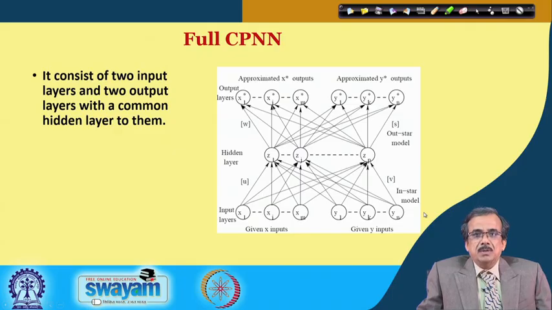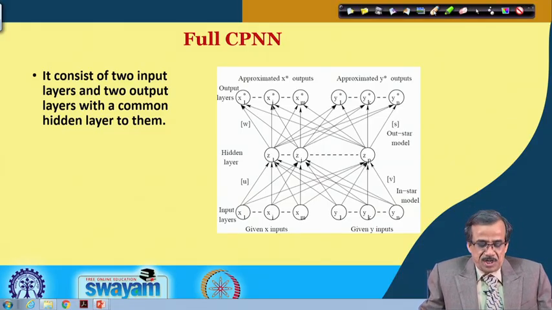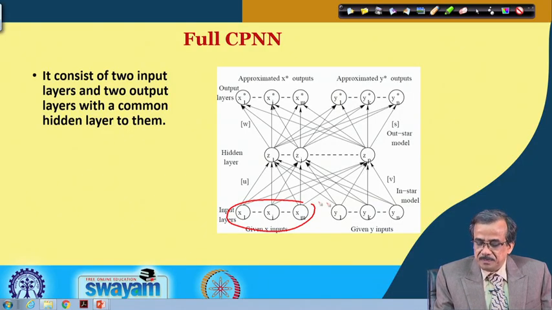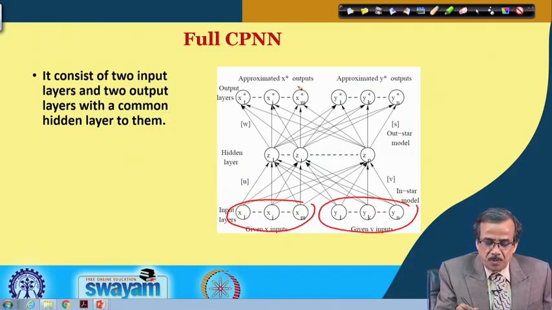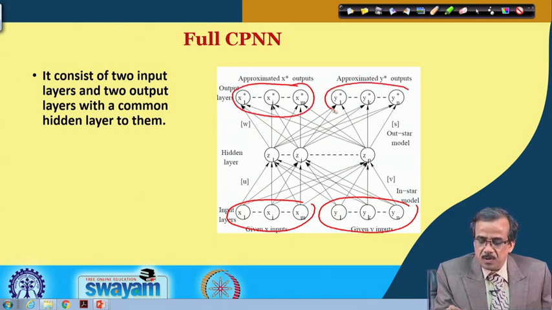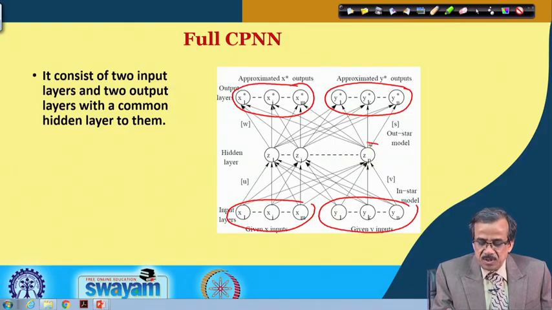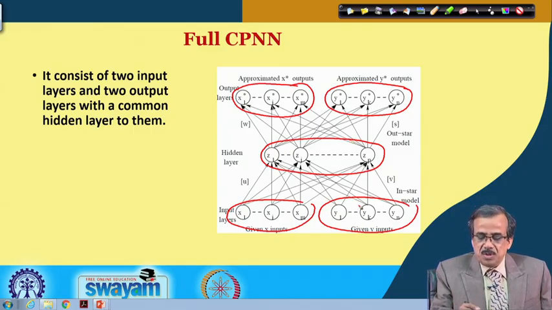This is the schematic view of the full CPNN. Construction wise, it has 2 input layers. I have one input layer here, and another input layer here. Then we have 2 output layers, this is one output layer and another output layer, and we have a common hidden layer, which is denoted by this. So, we have 2 input layers, 2 output layers and one hidden layer.